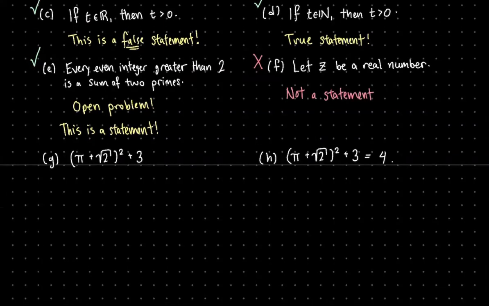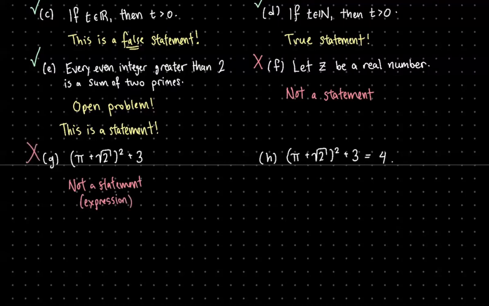Okay, G, very few people chose G, good. G is just a number. Pi plus root 2 squared plus 3 is just a number. That can't be true or false. So it's not a statement. If you want, you could say that this is an expression, but until I state something that I can verify about that expression, it's not a statement.